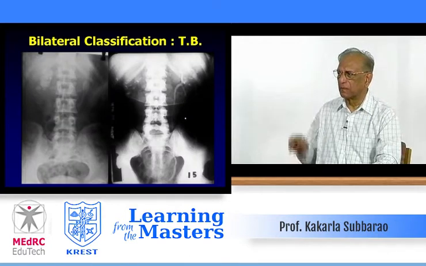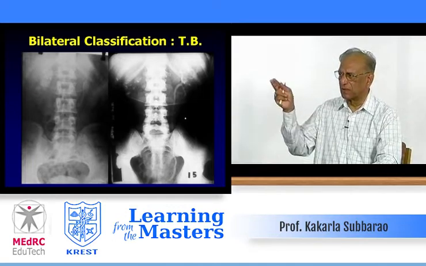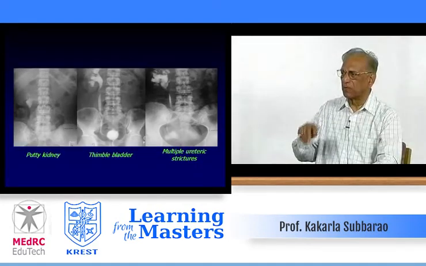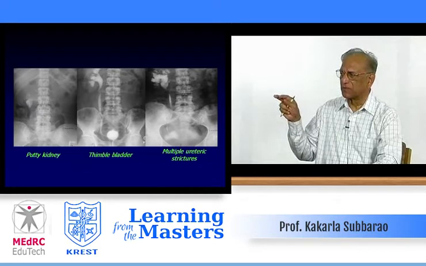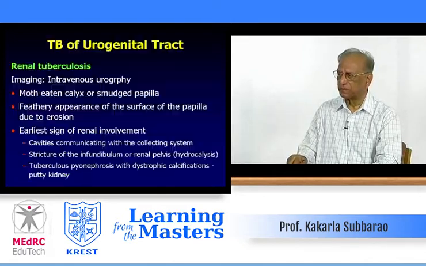Again, another example of bilateral calcifications in tuberculosis. In this IVP, a non-functioning right kidney, the left kidney functions, but the ureter is straight. Another example of a putty kidney, thimble bladder, and irregular calcifications in the right kidney with strictures of the ureter.